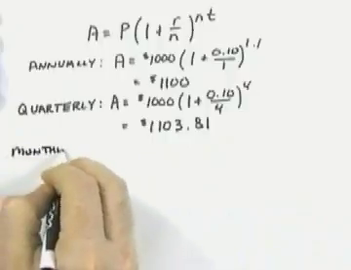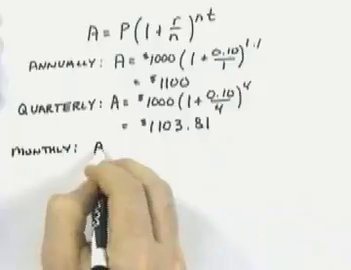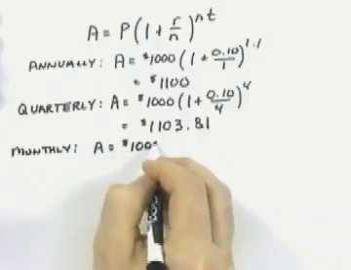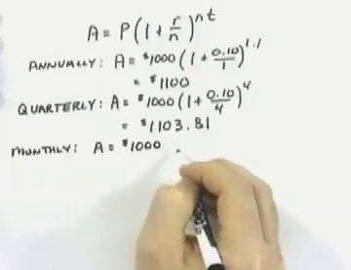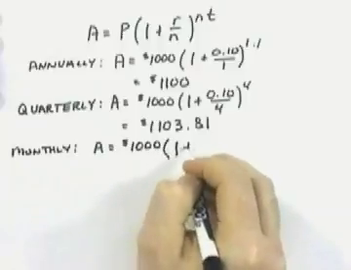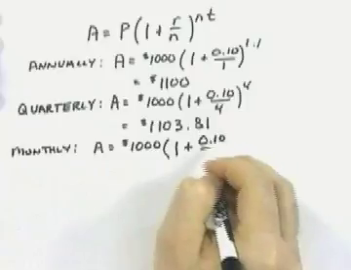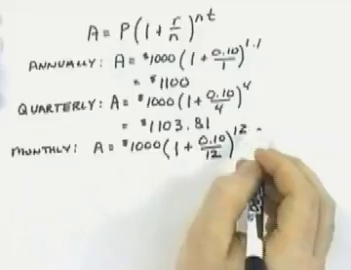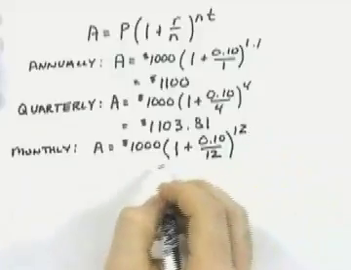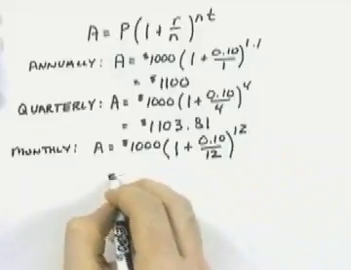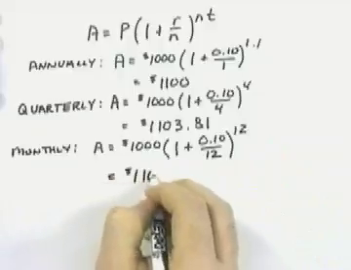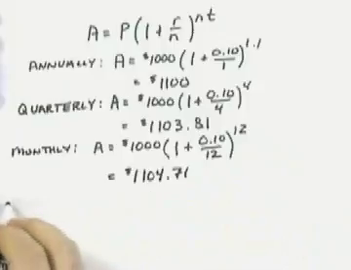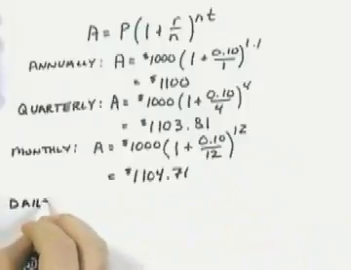How about compounded monthly? If I compound monthly, that means that my value of N is equal to 12 because I'm earning interest 12 times during the year. So again, I have a future value A of $1,000 times 1 plus 0.10, this time divided by 12, again compounding monthly, raised to the 12th power. If I work this out, I get $1,104.71.